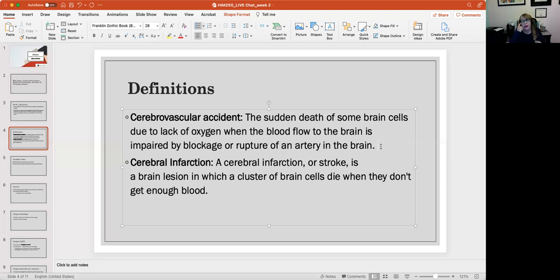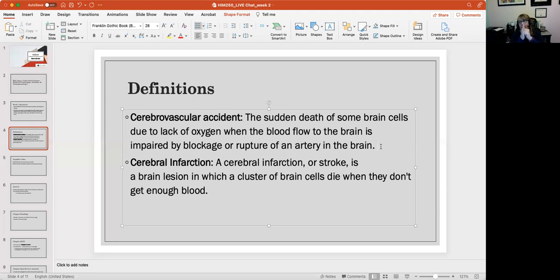Okay. Then you have another type of CVA or stroke, which is called an ischemic stroke. In the case of an ischemic stroke, the brain is impaired by a blockage. So very often it is an embolus. It could be the formation of a thrombus. What's the difference between a thrombus and an embolus? A thrombus is a blood clot connected to the wall, inside the wall of a vein. So it blocks blood flow, right? But it's stuck to the wall of the vein.